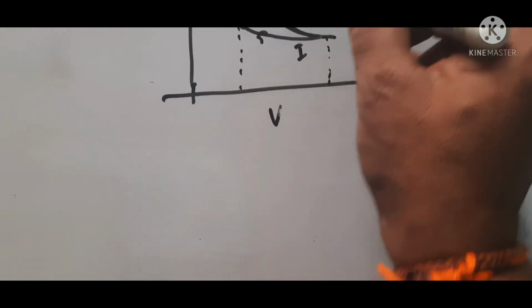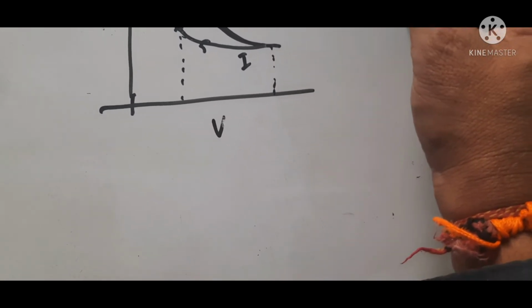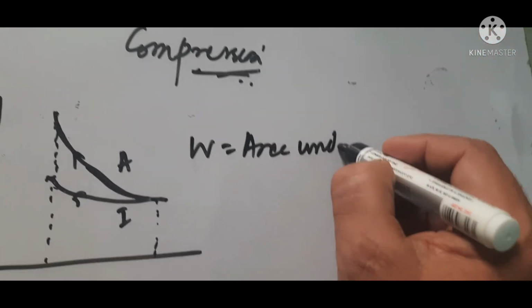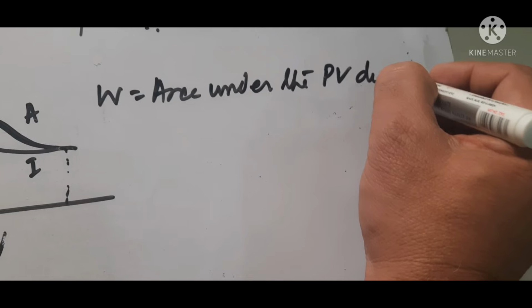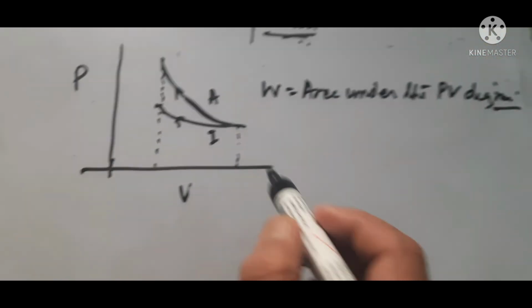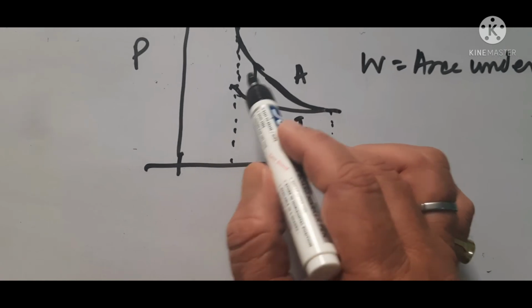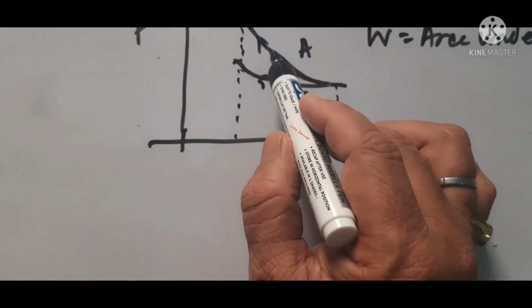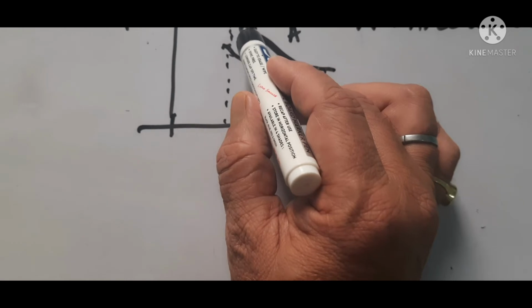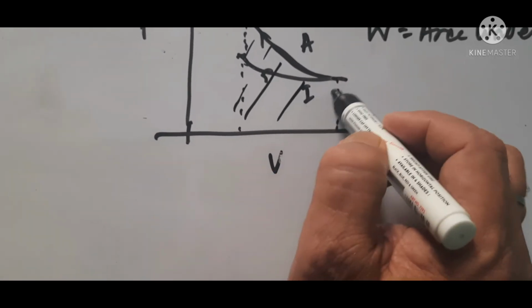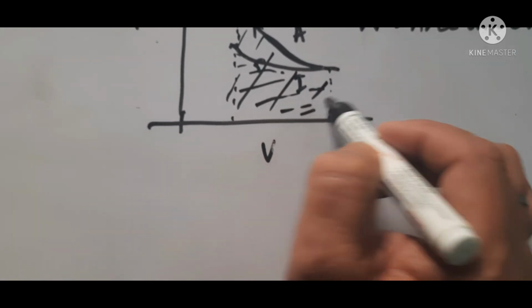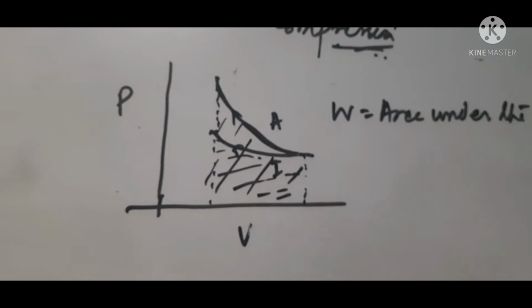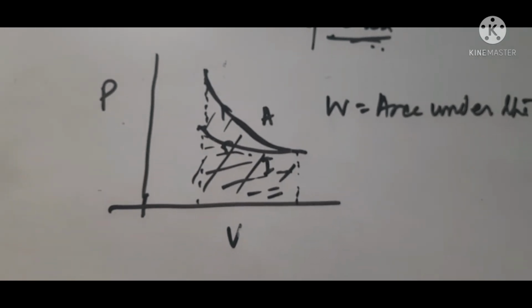वर्क हम लोग कैसे निकालते हैं? Work from the graph, the area under the PV graph, PV diagram. जिसका एरिया ज़्यादा है, यहाँ पर देखिए, जो एडियाबेटिक है उसके अंदर का एरिया ज़्यादा है, वहीं आइसोथर्मल के अंदर का एरिया कम. Right? So that is the way to find the work done from the graph.